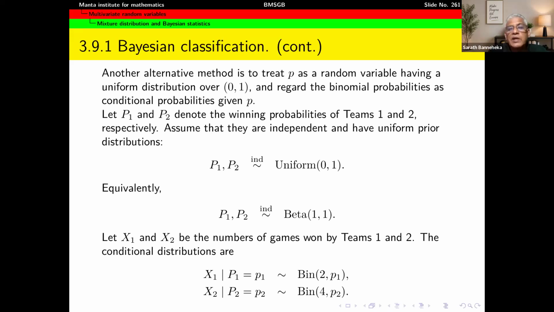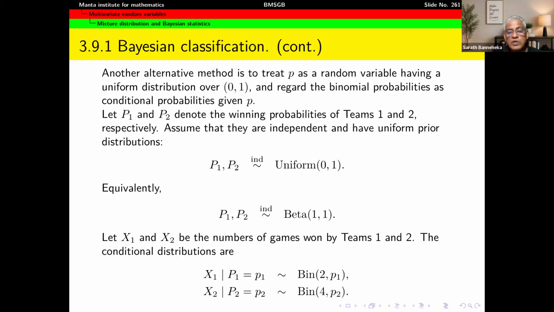Assume that they are independent and have uniform prior distribution. So equivalently, assume that they are beta 1, 1 distributions. So therefore, according to the given information, now we can frame the problem as X1, X2 with the number of games won by teams 1 and 2.